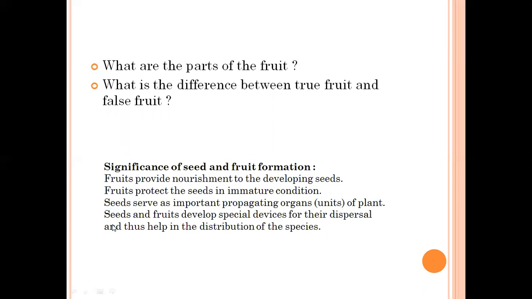Next, seeds and fruits develop special devices for their dispersal and thus help in distribution of the species. There are various modes of dispersal of these seeds, by wind or by animals. So seeds and fruits develop special devices for their dispersal and distribution, so that the species will develop and distribute.